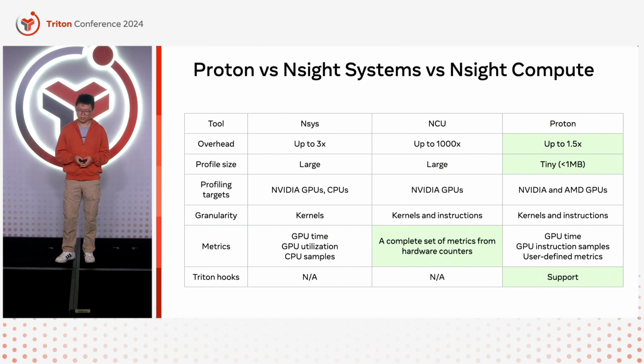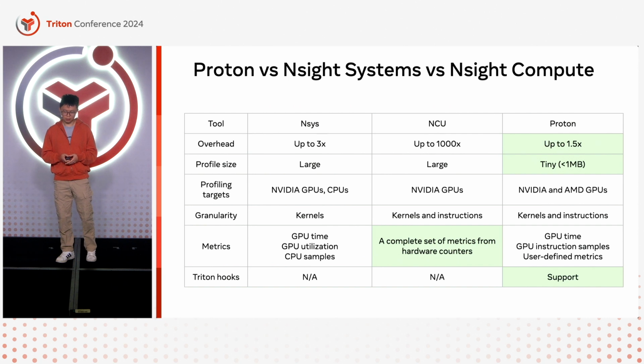The profile size, which is another unique feature of Proton, is going to be very tiny because it streamlines metric collection at runtime. It's not going to dump a very large database that consists of traces of every event. So even if your workload executes for tens of minutes, the profile is still going to be just a few megabytes. Instead, Nsight Systems or Nsight Compute are probably going to give you a few gigabytes or even larger.